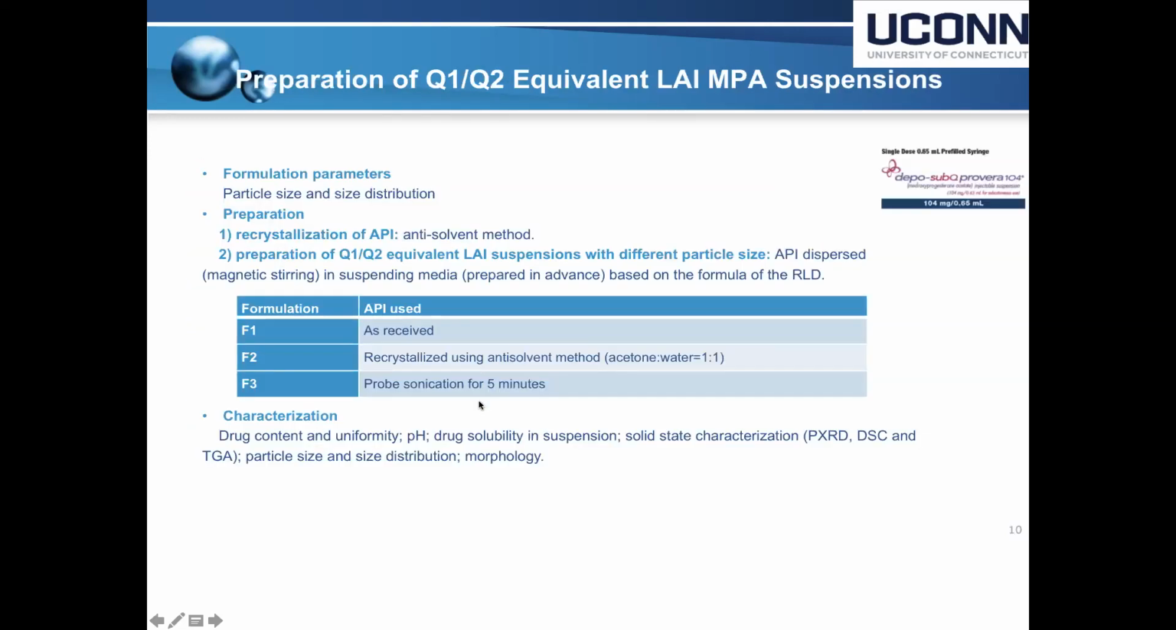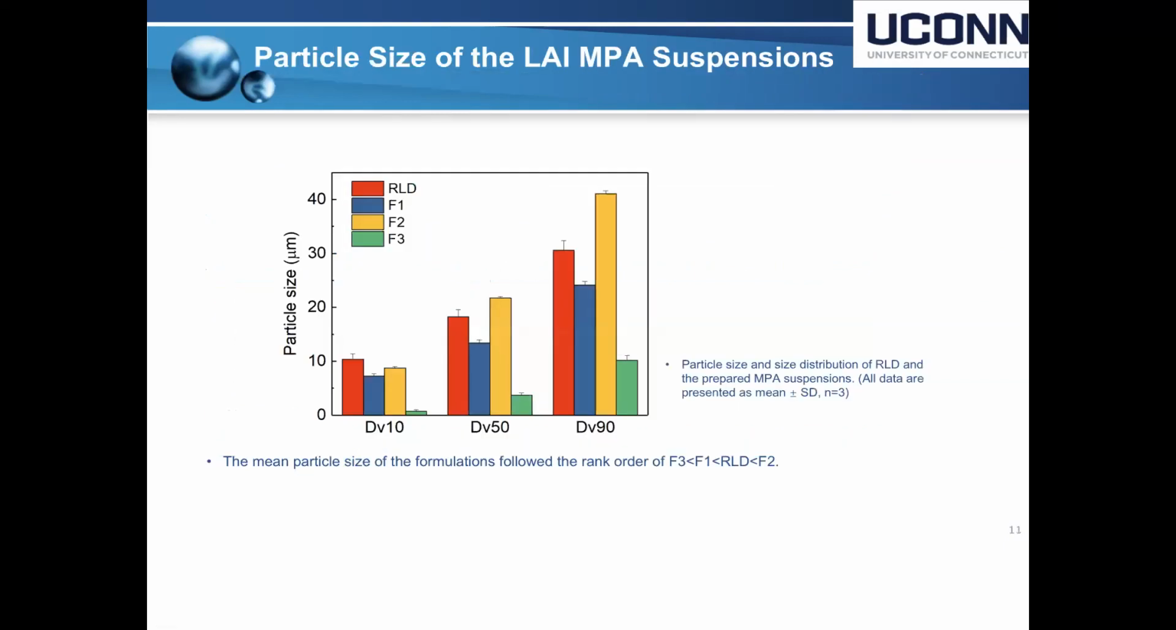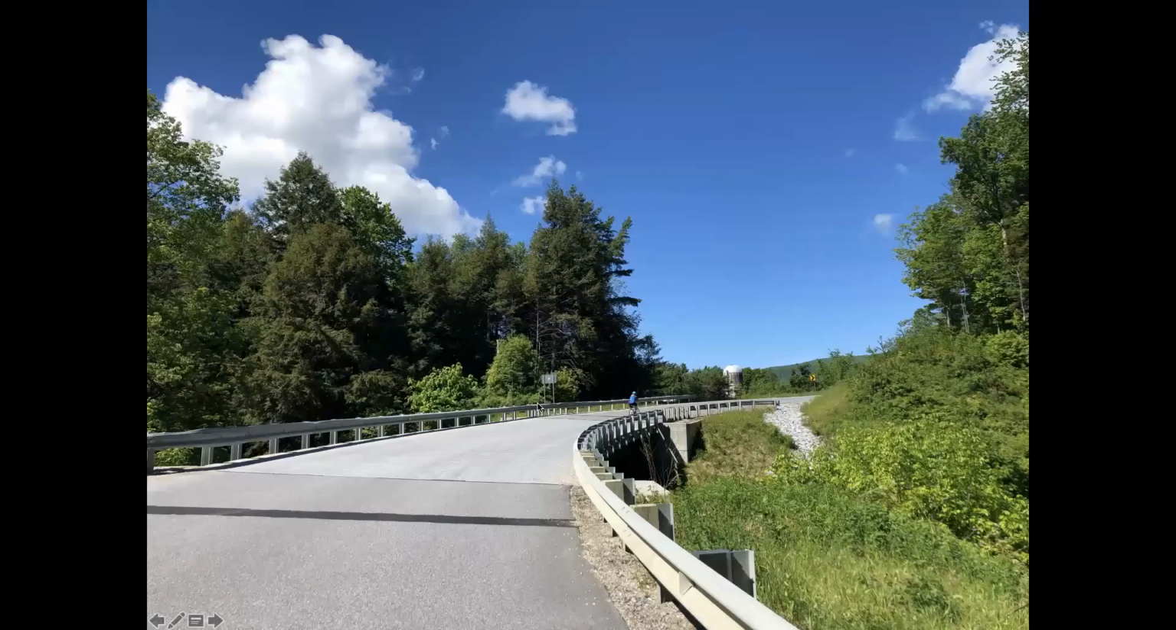We did some characterization, such as the drug content uniformity, pH, drug solubility in suspension, also solid state characterization, such as PXRD, DSC, and obviously particle size distribution and morphology. So you can see here our 3 formulations together with the RLD. The one that we did the recrystallization on, we got the larger size. The blue one is as received. Red is the RLD. And the one that we did sonication on was much reduced in particle size. That's the green one.